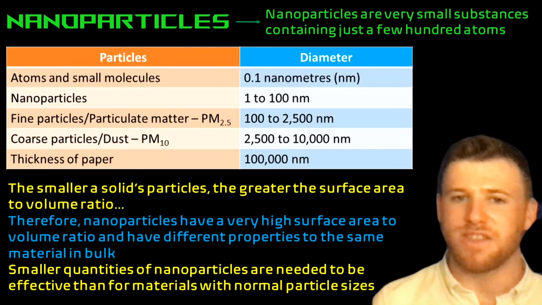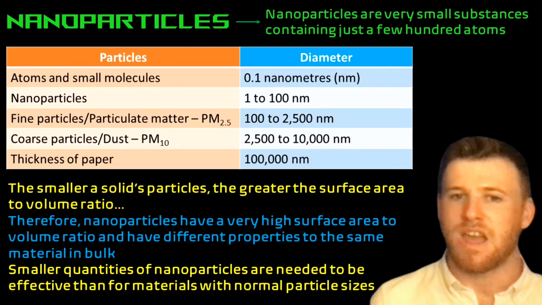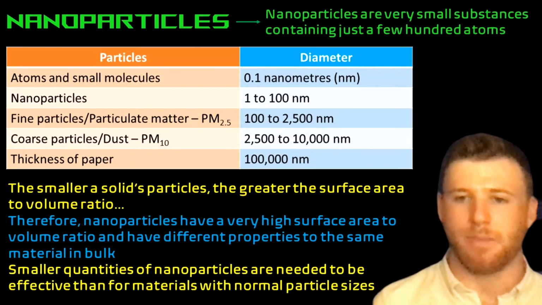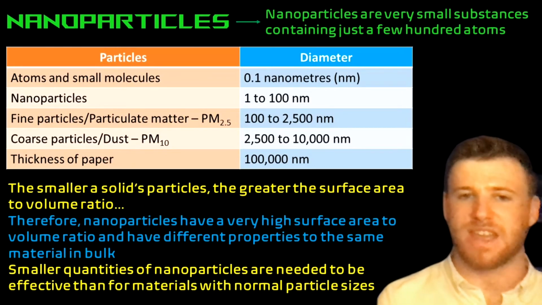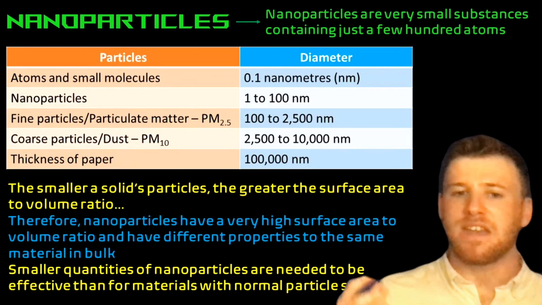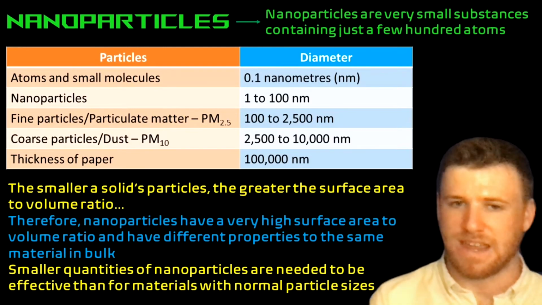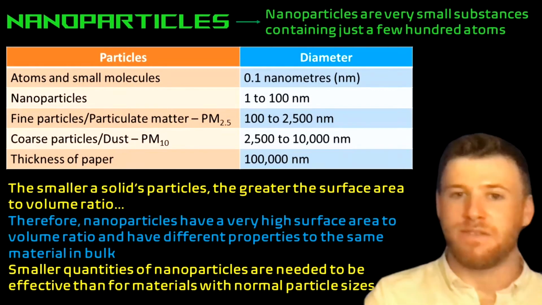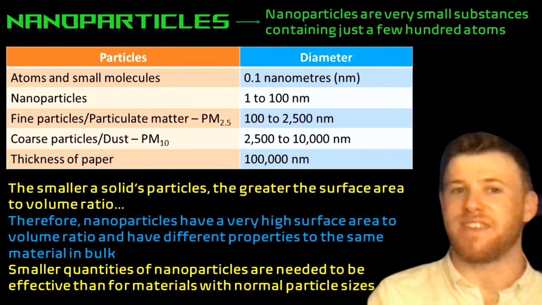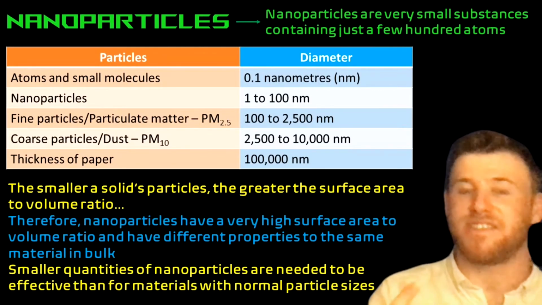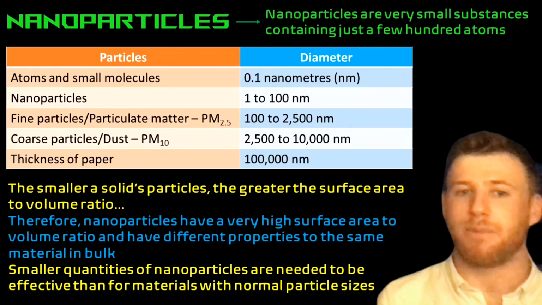Now, it's quite good to have a high surface area for things like speeding up a reaction, as we'll look at later in the chemistry series. If we've got something with a larger surface area, the reaction happens more quickly. Nanoparticles are often used as things called catalysts, because catalysts do exactly that. They speed up a reaction.